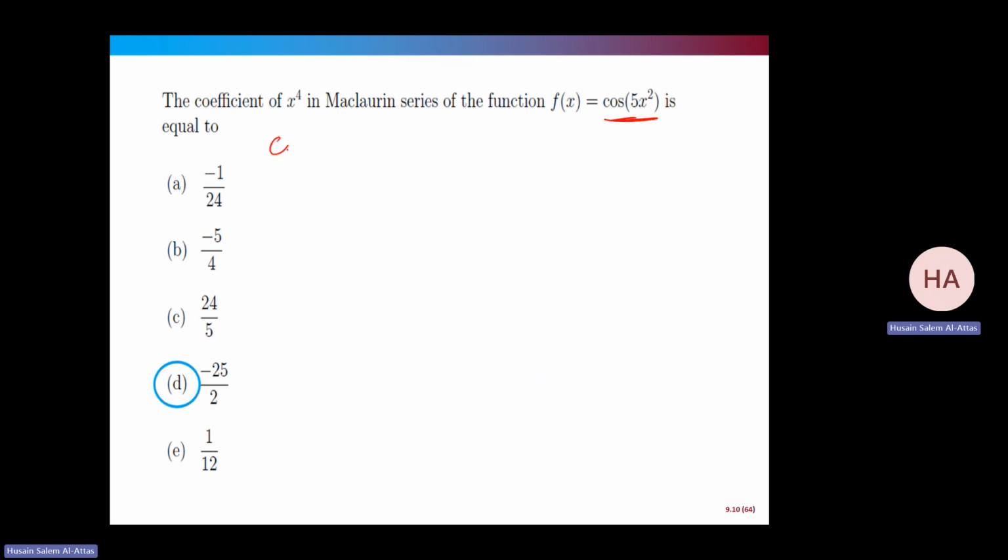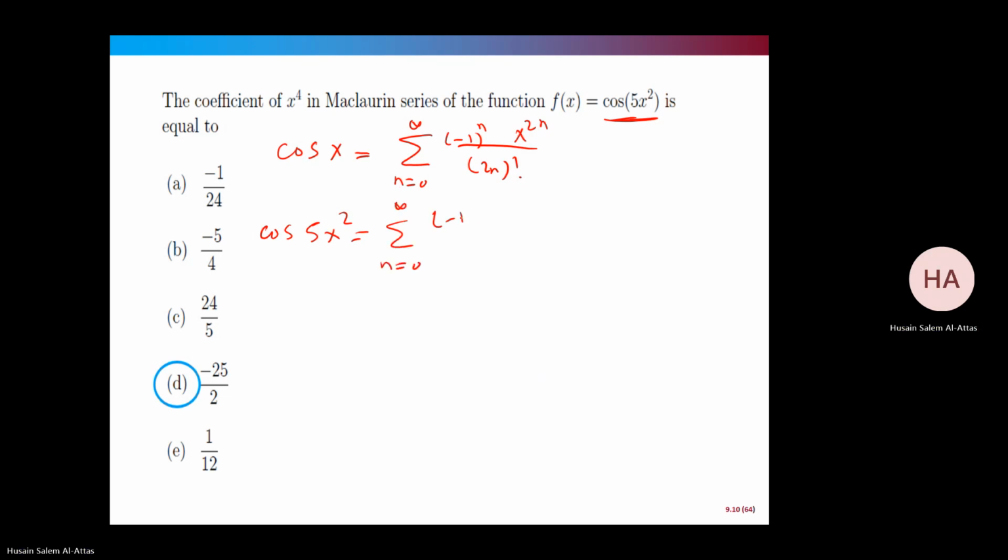So we'll start with what? Cosine x. You want the coefficient of x to the power 4. So cosine x is what? Summation n equals 0 to infinity, minus 1 to the power n, x to the power 2n over 2n factorial. 5x squared, so I replace x with 5x squared. That will be summation n equals 0 to infinity, minus 1 to the power n, then I have 5x squared all to the power 2n over 2n factorial.